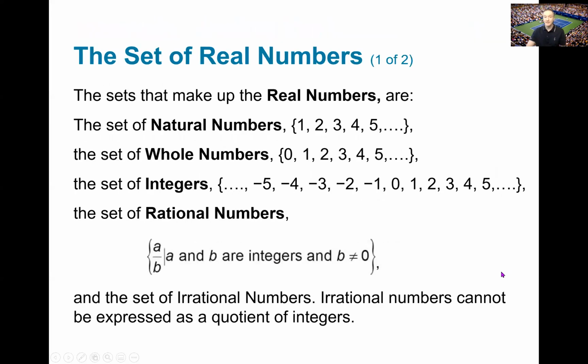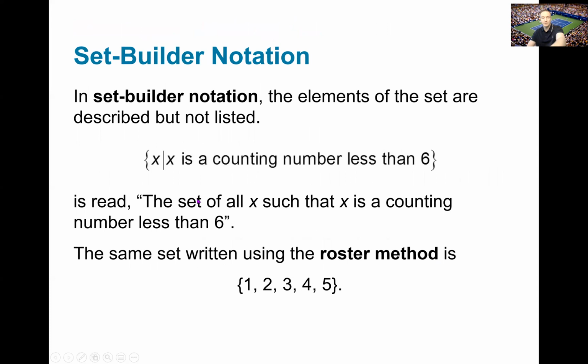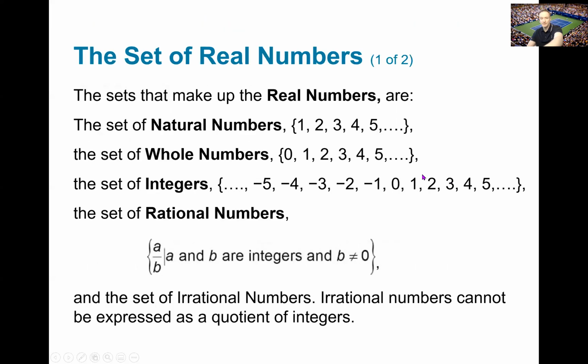Now, the sets of the real numbers. I referred to these as counting numbers earlier. I said counting numbers less than 6, referring to the numbers 1, 2, 3, 4, 5, and 6. Well, another word for counting numbers is the natural numbers. Natural numbers are whole numbers starting at 1. So you go 1, 2, 3, 4, 5, 6, 7. Same thing as the counting numbers.